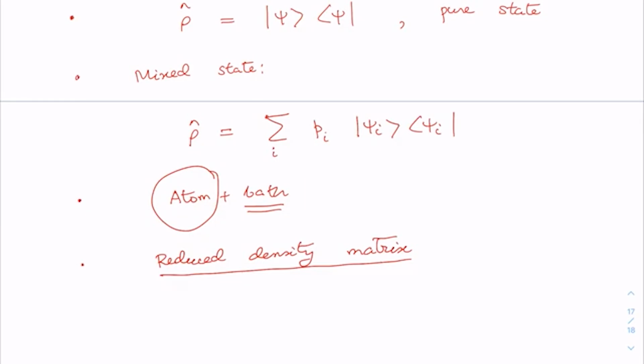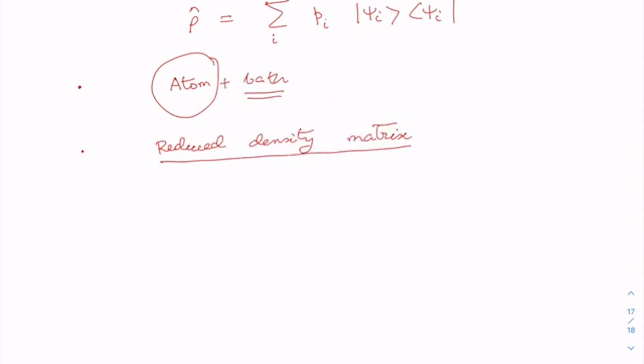However, let me quickly refresh you about the reduced density matrix with a simple example. Let us again consider our two-level system, which at time t equal to 0 is in a superposition of the ground state and the excited state. This is the atom, while the field is in the vacuum state.